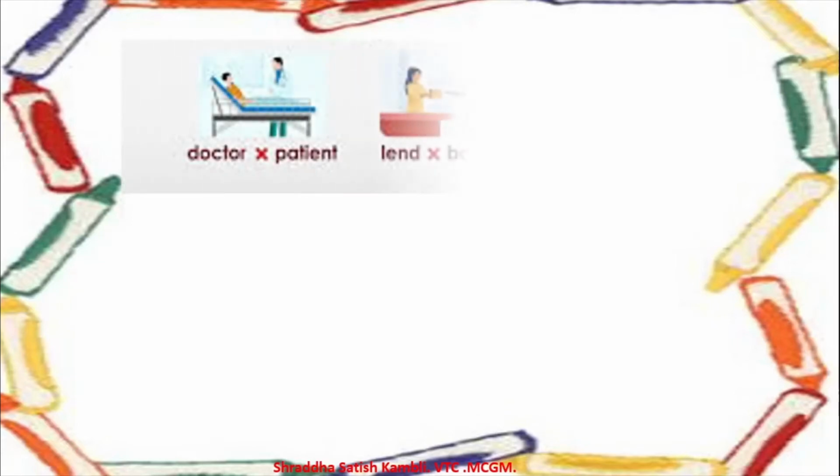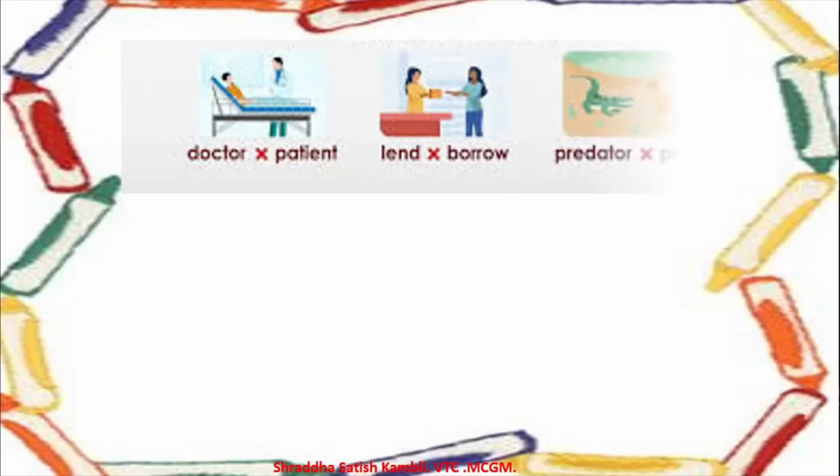But before that, we will also look at some more examples of synonyms and antonyms. So you have doctor, patient, lend, borrow, predator, prey. So doctor is a person who treats and the patient is a person who needs treatment. Lending means to give and borrowing means to take. Predator means the crocodile, see here in the picture. Predator is the thing which will eat the prey. So one is the thing which will eat and the other is the food. So predator and prey.